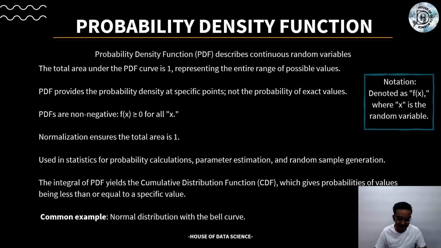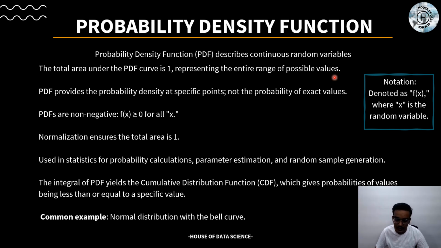So let's begin. First, what is probability density function? So probability density function describes the continuous random variable. It describes the area under a curve, and it represents the entire range of possible values. So probability density function क्या है? ये एक continuous random variable है जो एक एरिया अंडर द कर्व को बताता है, और वो बताता है कि कितनी प्रोबेबिलिटी है इस पर्टिकुलर चीज को होने के लिए. It defines the probability density at a specific point, not the probability of exact values.